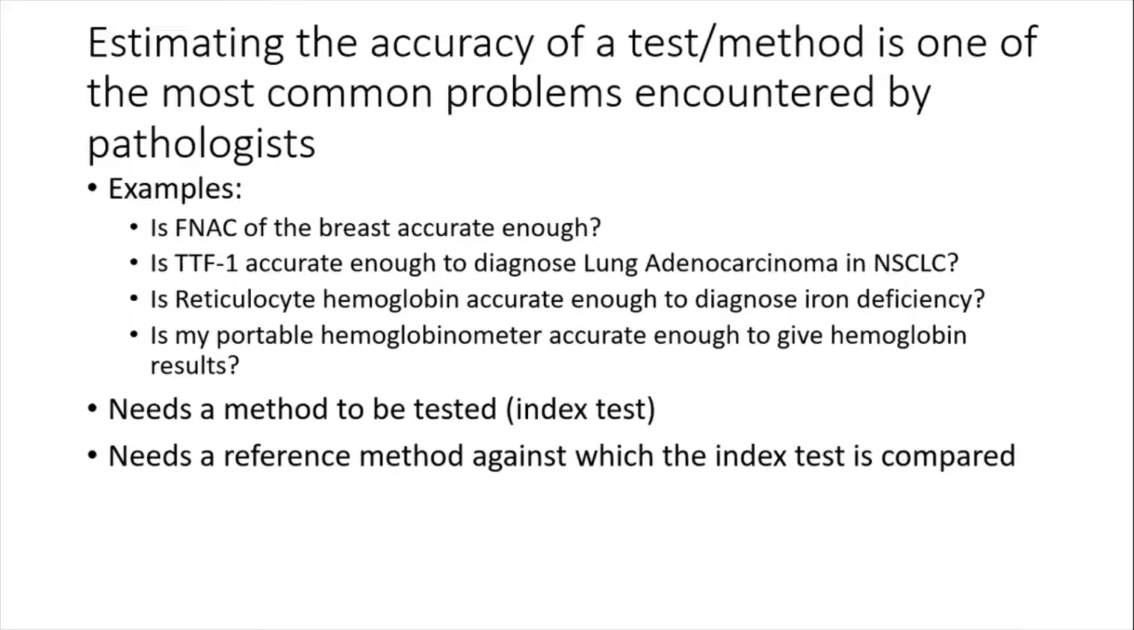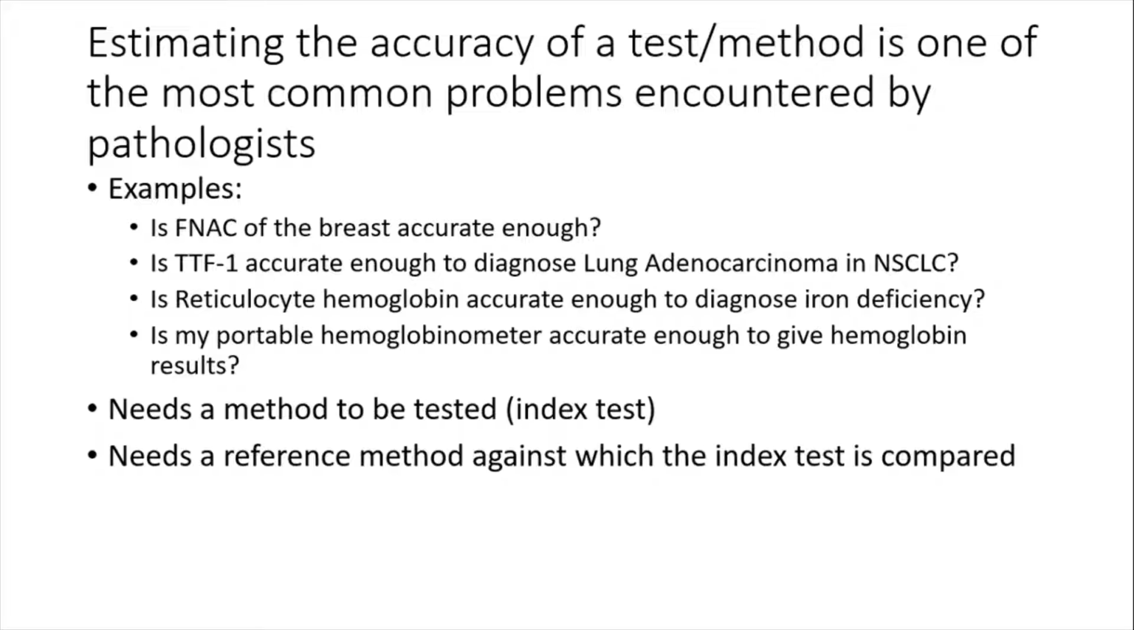Hematologists may think of other diagnostic accuracy problems. For example, is reticulocyte hemoglobin accurate enough to diagnose iron deficiency? For that matter, is ferritin accurate enough to diagnose iron deficiency? There may be other problems faced by laboratorians. For example, is my portable hemoglobinometer accurate enough to give hemoglobin results?